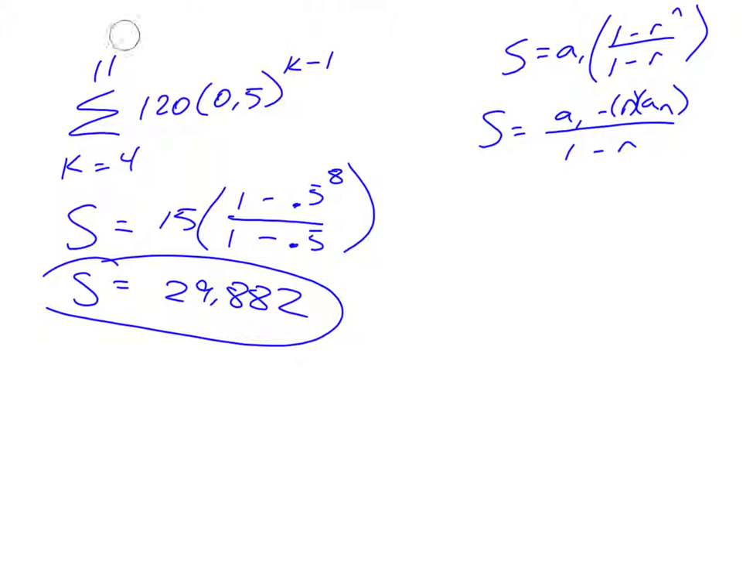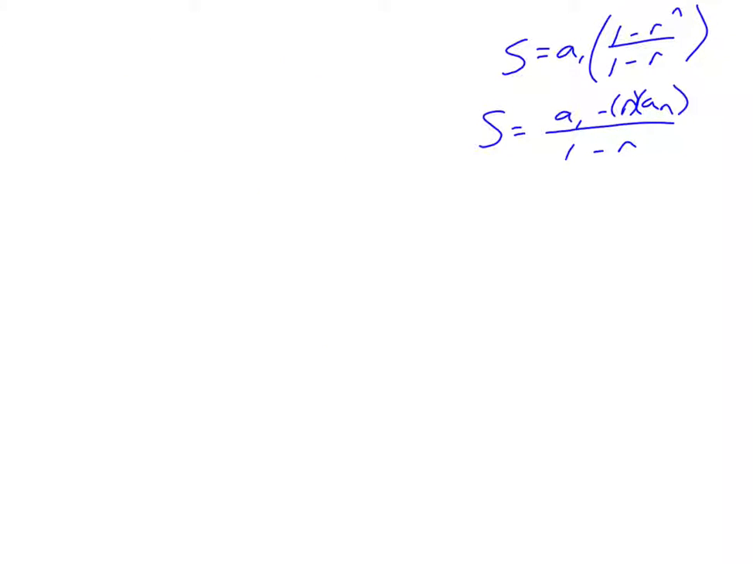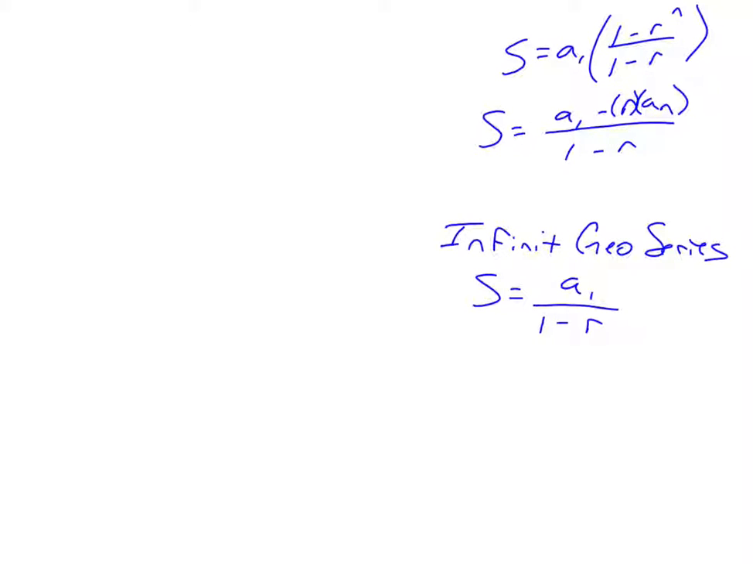Alright, now we have been dealing with finding finite sums. What do I mean by finite sums? We're finding sums of series of a specific number of terms, correct? We can also find the sum of infinite geometric series. That formula is S equals a sub 1 over 1 minus r, but there are restrictions on r.